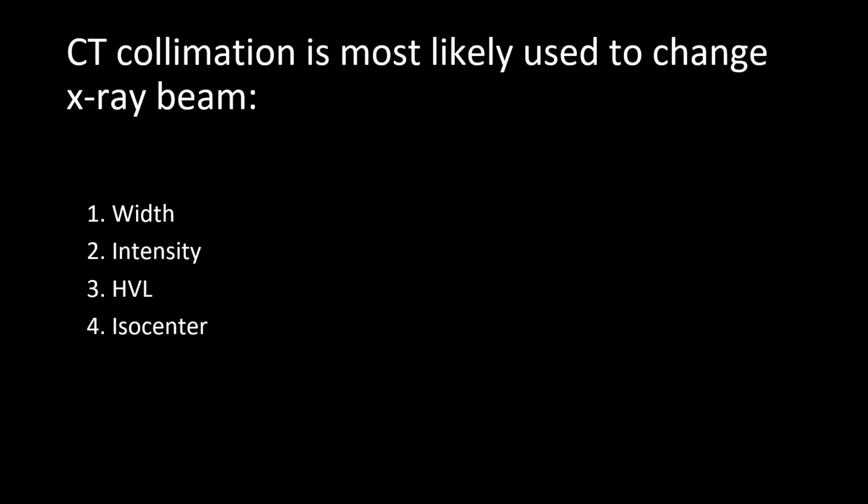Here's another practice question. CT collimation is most likely used to change X-ray beam what? Width, intensity, half value layer, or isocenter? And the answer is width.